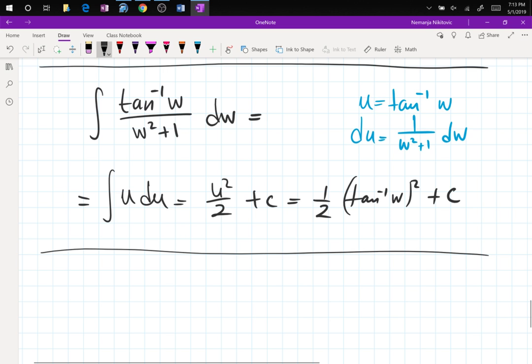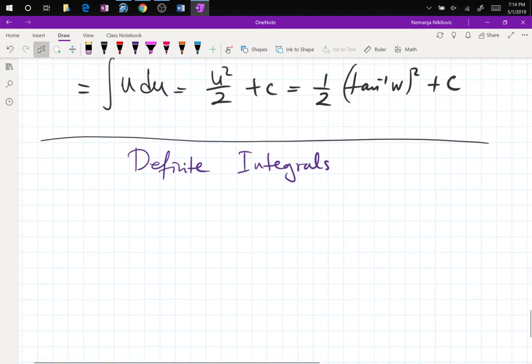Are we ready to end this with definite integrals? Use substitution, obviously.